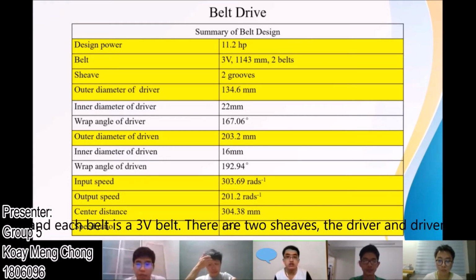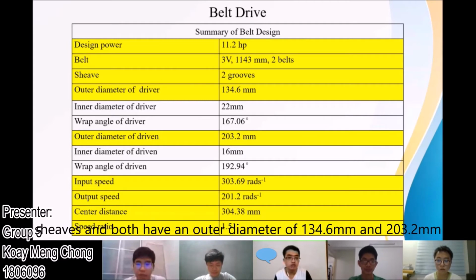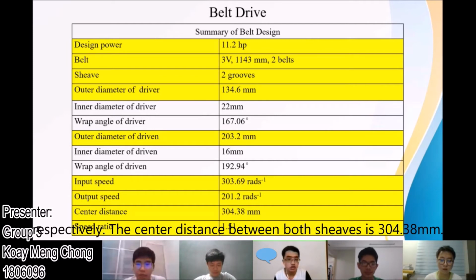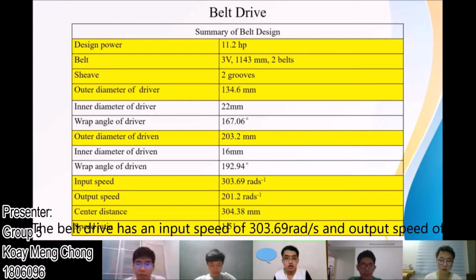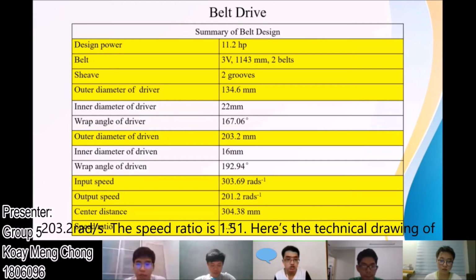There are two shafts, the driver and driven shafts, and both have an outer diameter of 134.6 millimeters and 203.2 millimeters respectively. The center distance between both shafts is 204.38 millimeters. The belt drive has an input speed of 203.69 radian per second and output speed of 203.2 radian per second. The speed ratio is 1.51.